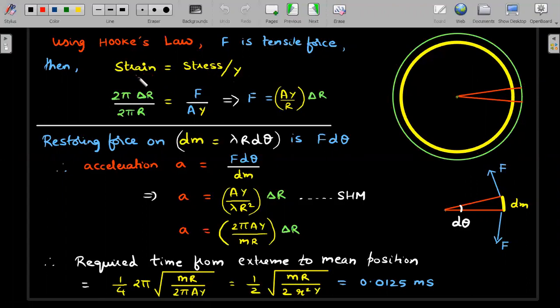The value of the strain, which is longitudinal strain in this scenario, would be simply change in perimeter divided by the original perimeter, which I can write in terms of change in radius by original radius. And stress is F by A, where A is the area of cross section of this ring, and Y is the Young's modulus. So I rearrange and write it in the format that is suitable for our calculations: force equal to a constant times the change in radius. We'll use that at a later stage.